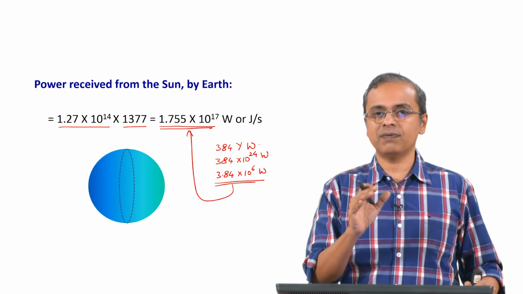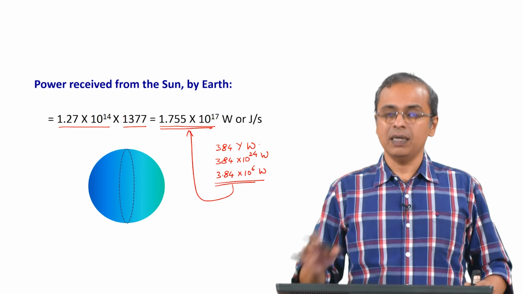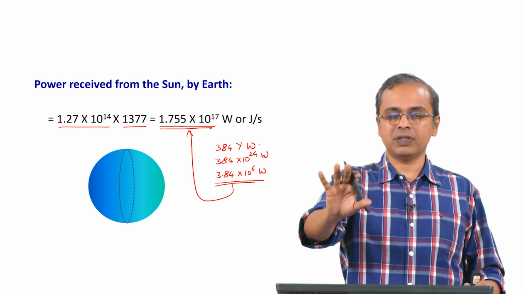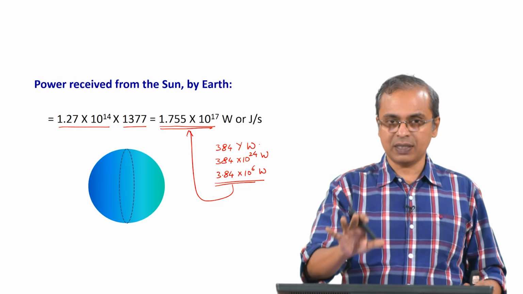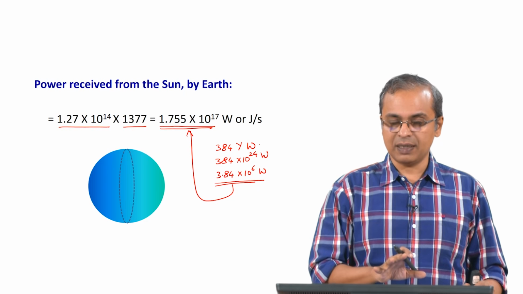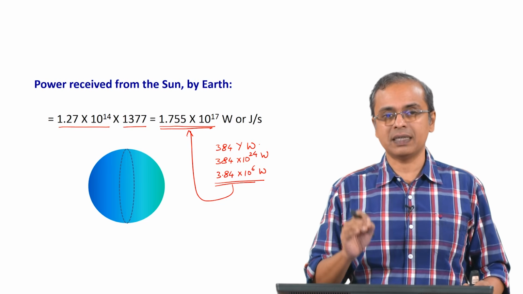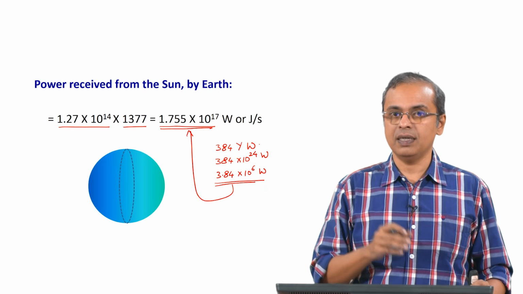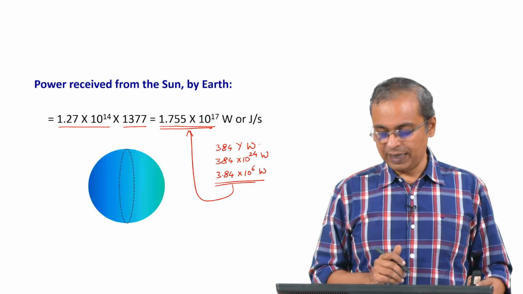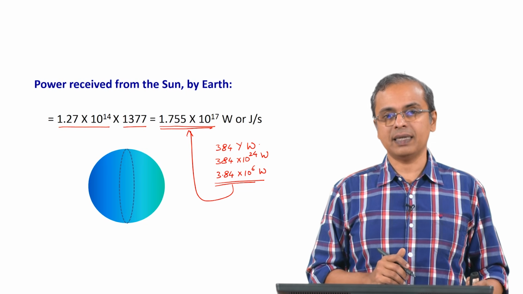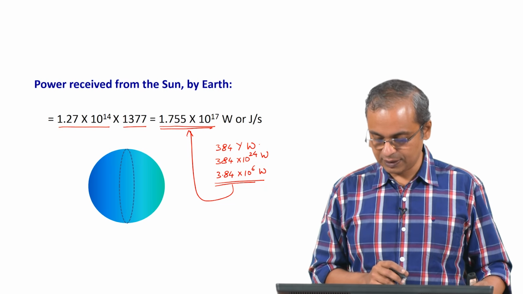So, these are the different ways in which you can change these numbers, but we have a certain orbit for the earth, a certain size for the sun, a certain power from the sun, and a certain size for the earth. If you take all these factors into account, this is the amount of power arriving at the surface of the earth from the sun. That is the number available to us and is therefore of interest to us.